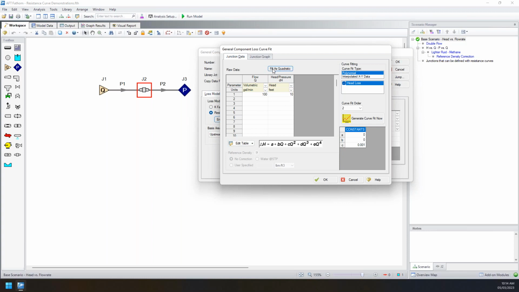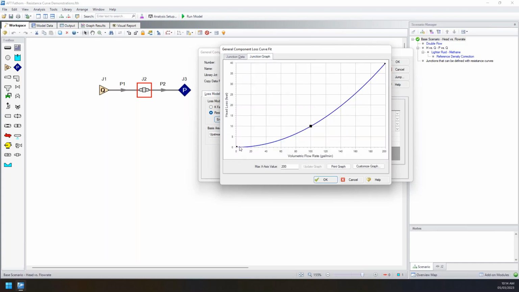So if we click fill as quadratic, again, it's going to do two things. It's going to assume that 0, 0 point, which makes sense. No flow equals no friction loss. And then that quadratic relationship based on this input point. Over here, if we generate our curve fit, again, if we had more data points, it would curve fit to those various data points, again, fitting that quadratic relationship. And the more data points you have, the more opportunity there is to kind of run into issues.